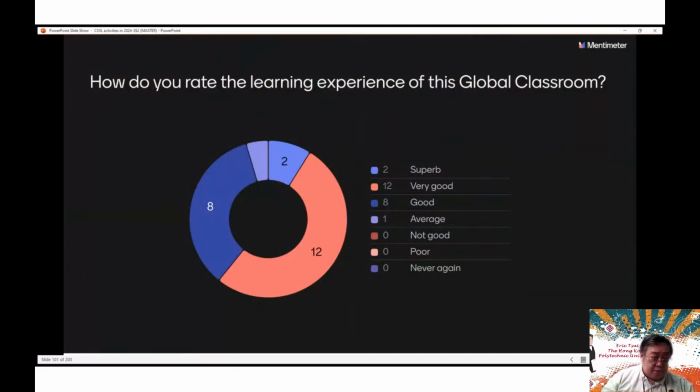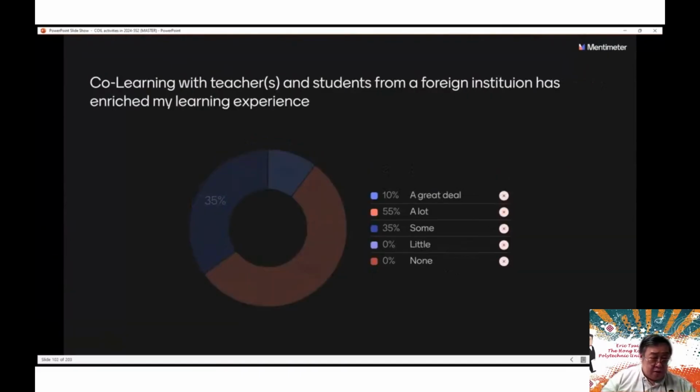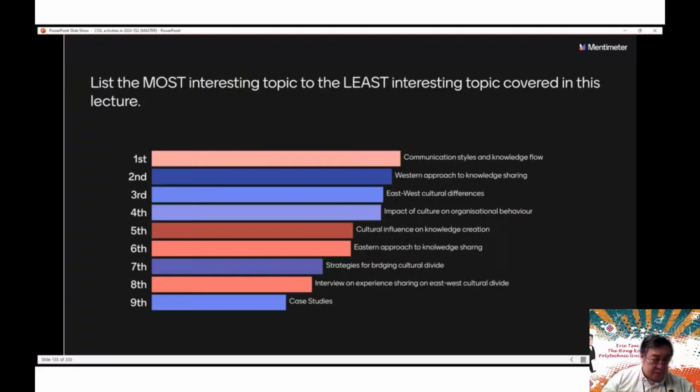So this setup has also received very positive feedback from students. As you can see, superb, very good, and good cover nearly all but one of the responses. For learning to teach your students, once again, a great deal and a lot take up 2/3 of the responses already. There are differences between the preferred topics, or the most favorite topics, between the Hong Kong students and the Italian students. Once again, there is interesting information for me to analyze.